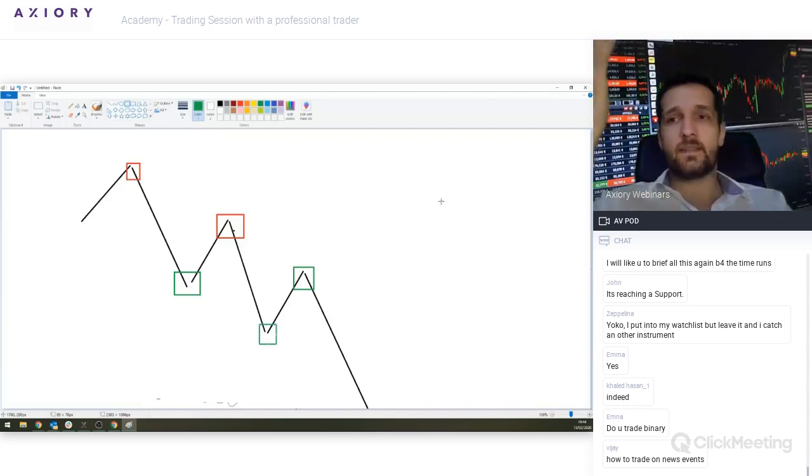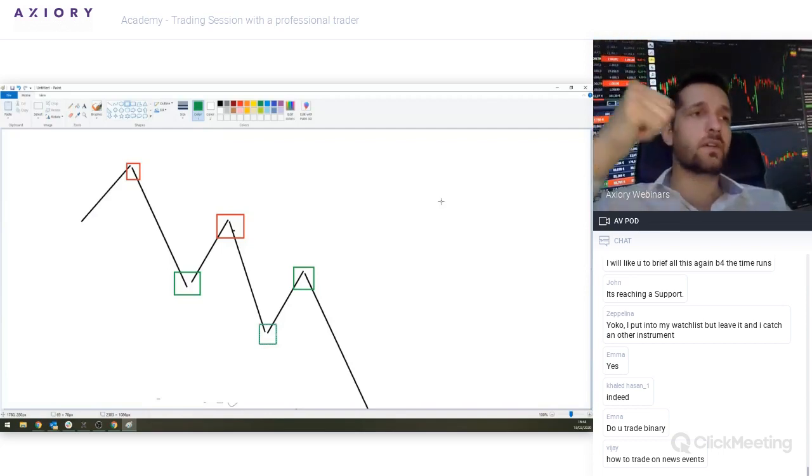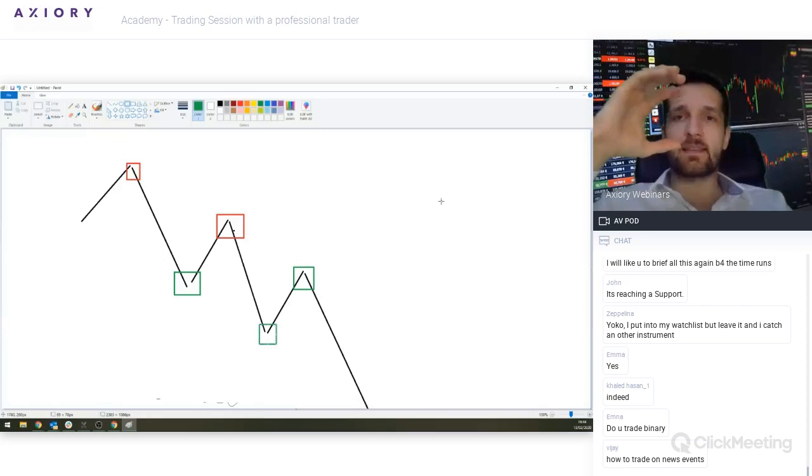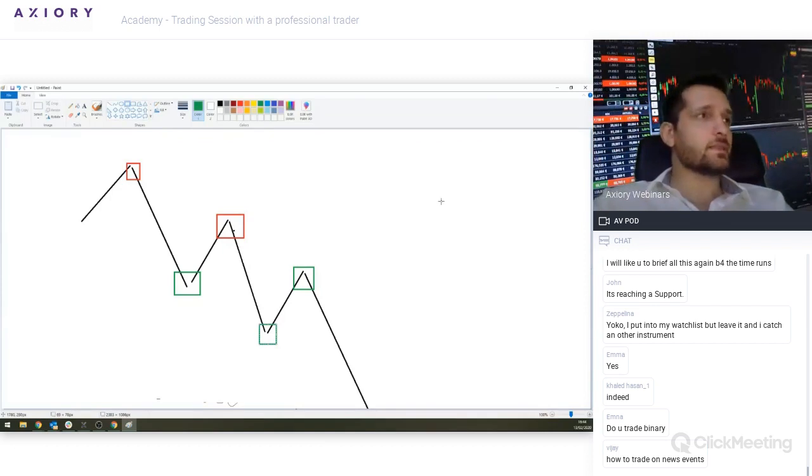Okay? This is it. You know those techniques. You know candles, you know formations, you know trends. Now it's just a matter of applying this all together and trade.